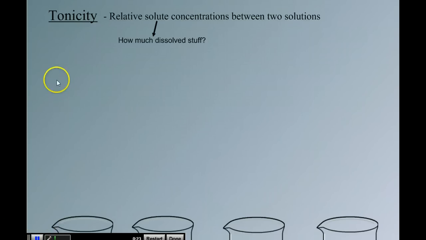Now, there are three descriptor terms we're going to use. Hypertonic. The prefix hyper means above. So we have hypertonic, which means more dissolved solutes. We're going to have hypotonic. Hypo means below. Think hypothermia or hypodermic. A hypodermic needle goes below the skin, so hypo means below. So it's going to be less dissolved solutes. And of course, we can have isotonic, where iso means the same.